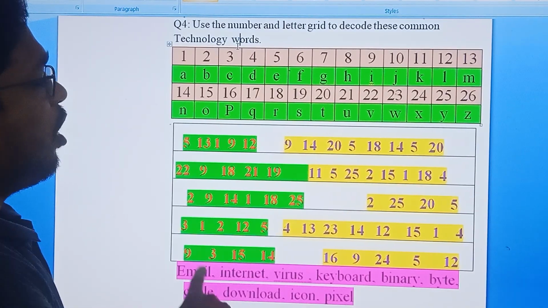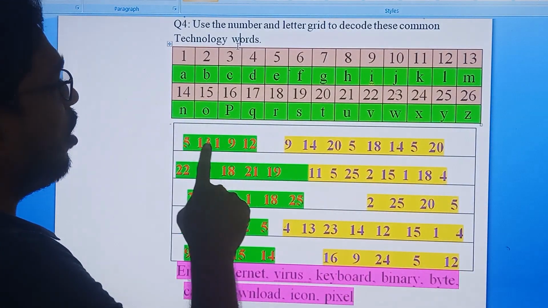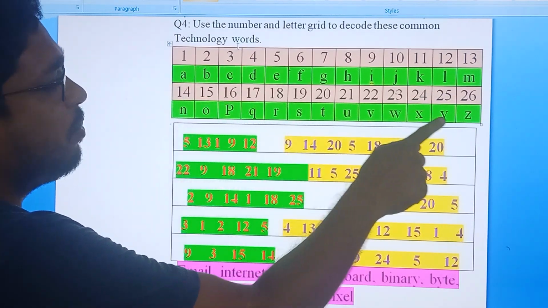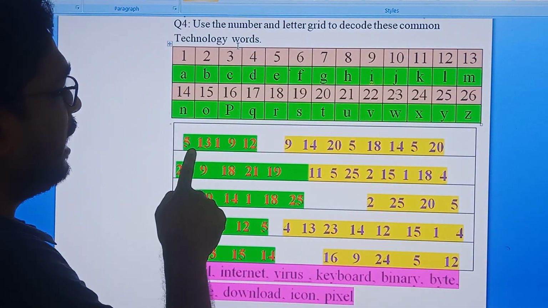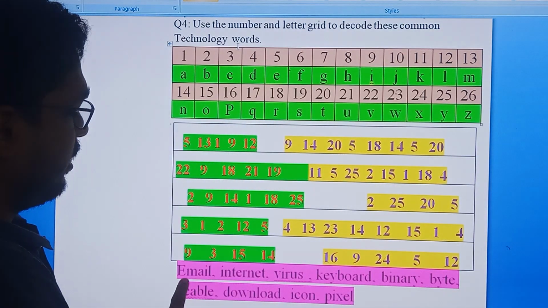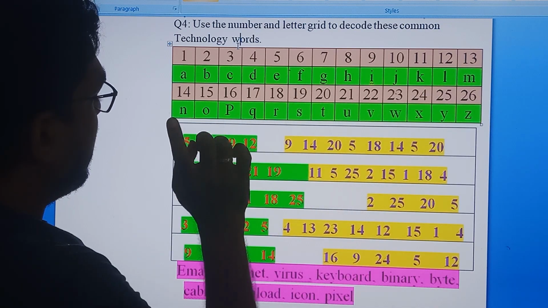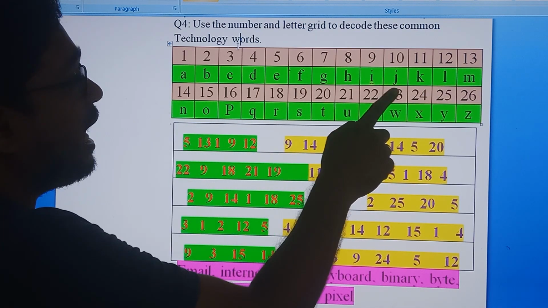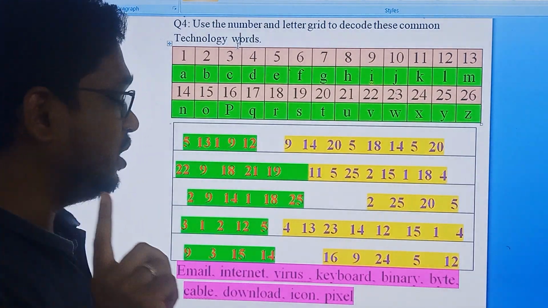Okay. So here all the numbers are technology words. Look at all the code carefully. It's 1, 2, 3, 4 up to 26, and the letters are A to Z. So 5, 13, 1, 9, and 12. 5 is E. Then 13 is M. 1 is A. 9 is I, and 12 is L. What is this? Email. Email is a technology word.